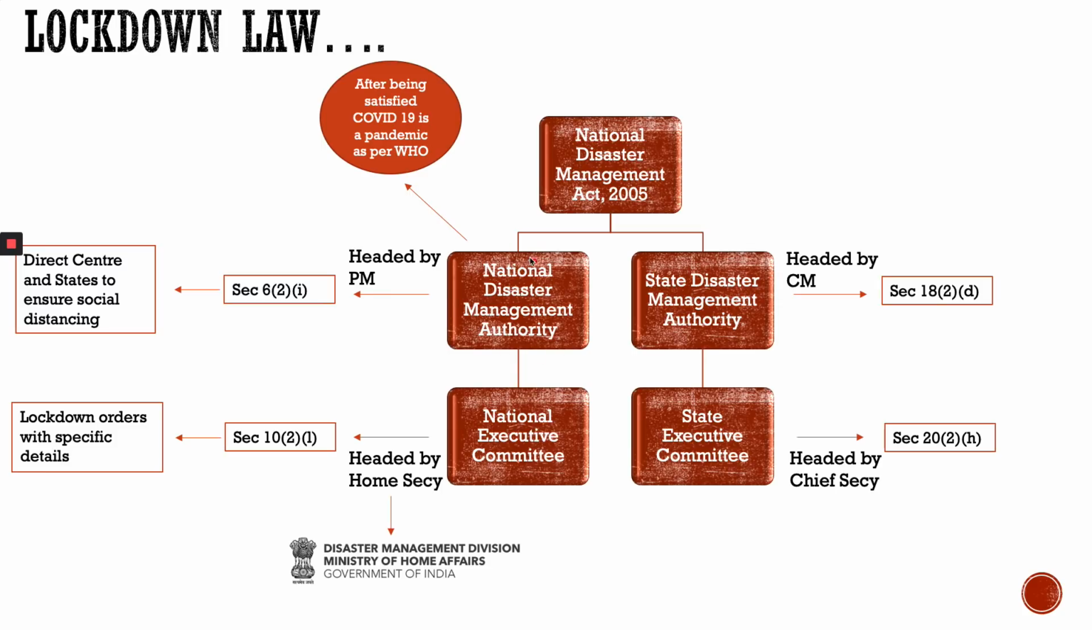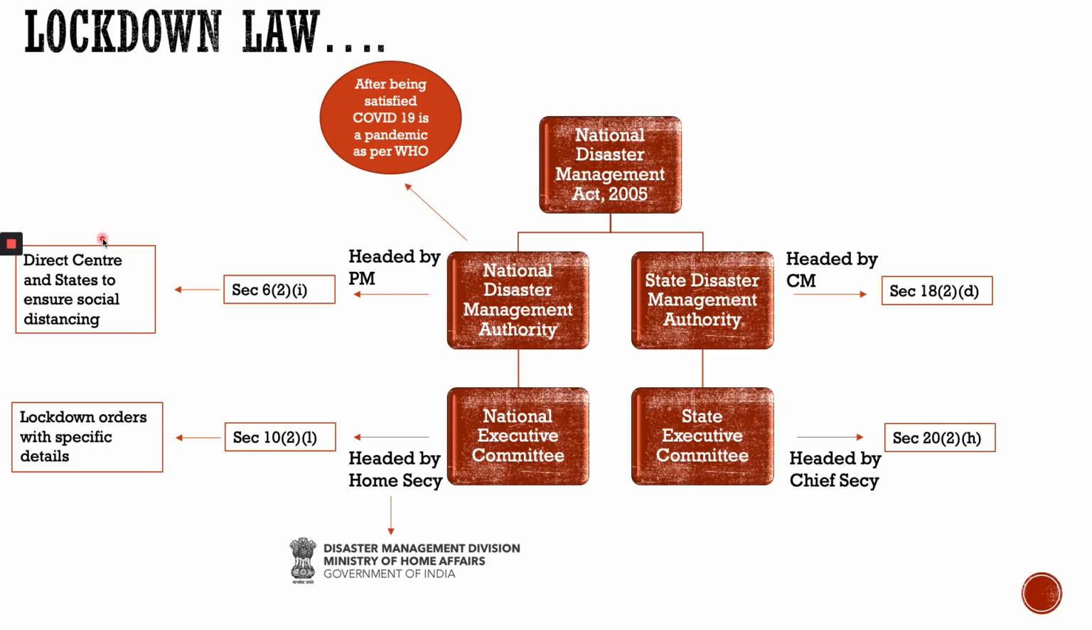After the National Disaster Management Authority is convinced that COVID is indeed a pandemic as declared by the WHO, the National Disaster Management Authority, headed by the Prime Minister and comprising several expert members, can take a certain amount of measures. Section 6, Clause 2, Subclause I empowers the National Disaster Management Authority to give directions to the center and the states to ensure social distancing. As the WHO says, social distancing is the best current cure to COVID 19.